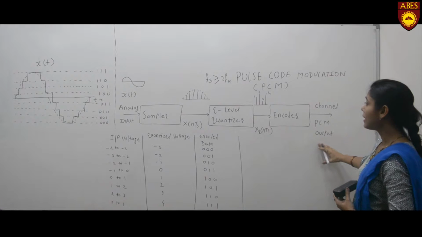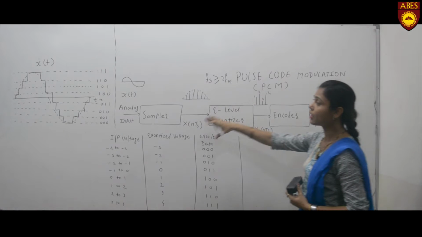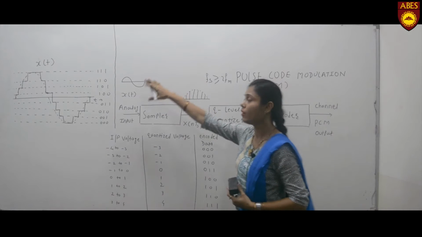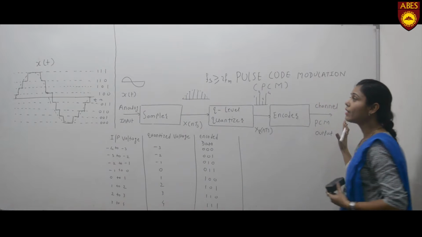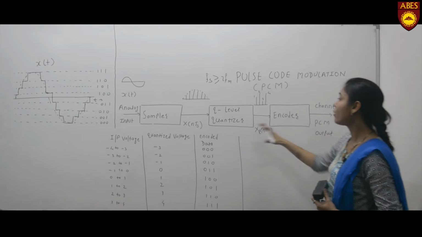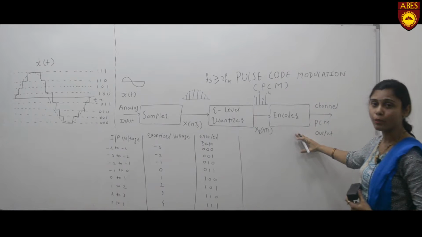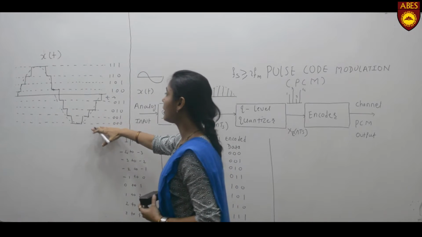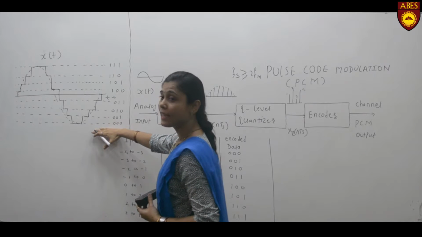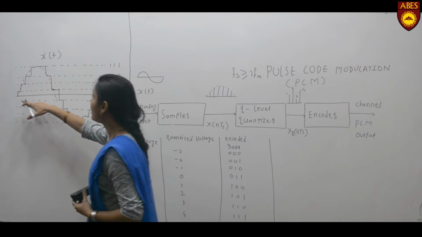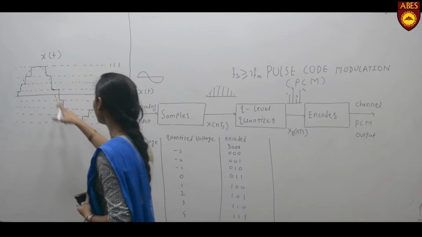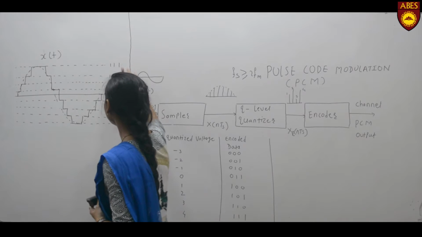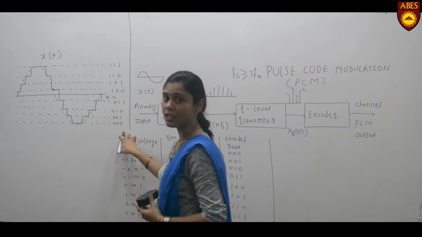Now let us see how exactly the input signal, which is analog, is going to be converted into a combination of ones and zeros, and this conversion is going to be performed with the help of the quantization and the encoding process. See, this is the quantized signal of the input signal. Here the input signal is a continuous signal, then it is converted into step signals, and now these steps are going to be converted into digital data.